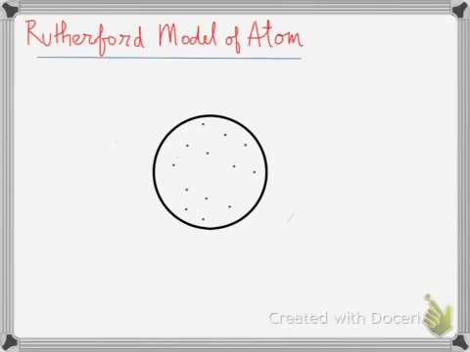In the last lecture, we studied the J.J. Thomson atomic model, and today we will study the Rutherford model of atom. Before we study this model of atom, it is important to revise the J.J. Thomson model of atom and also certain radioactive properties of an atom.